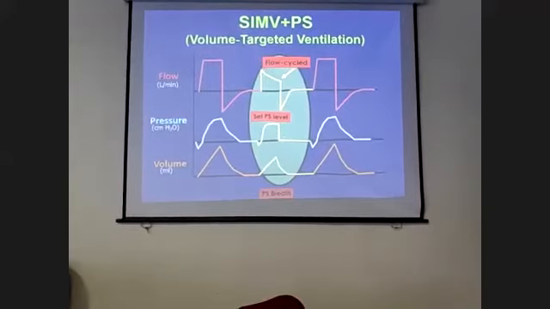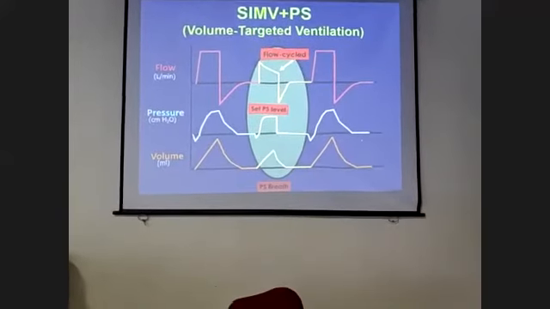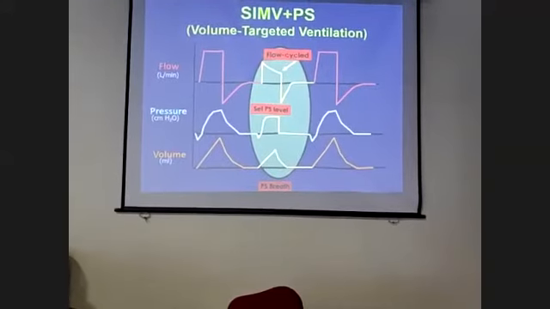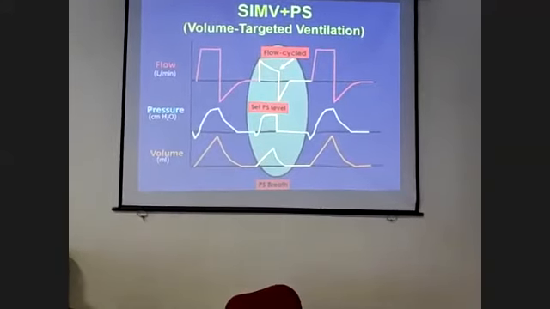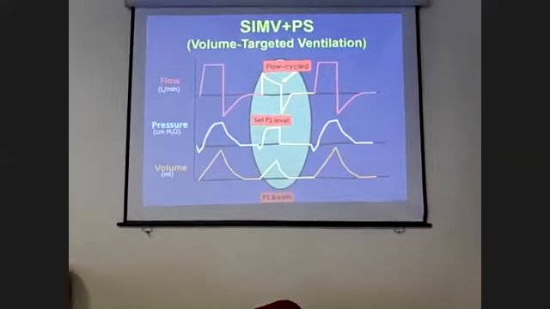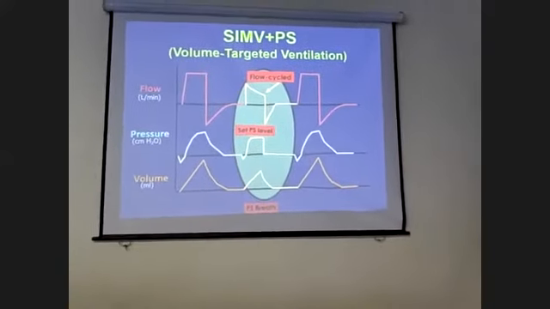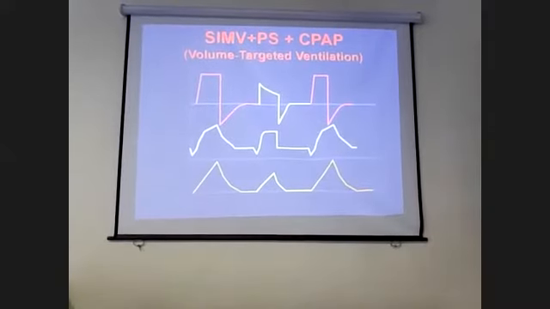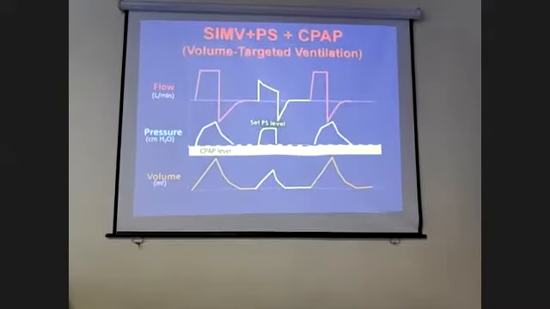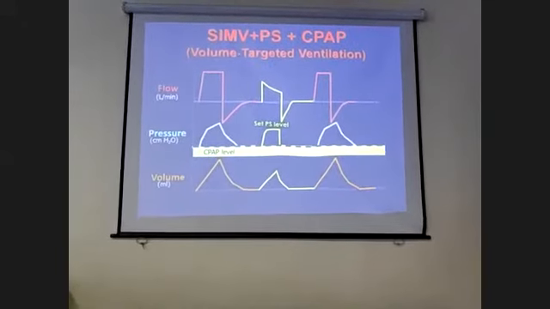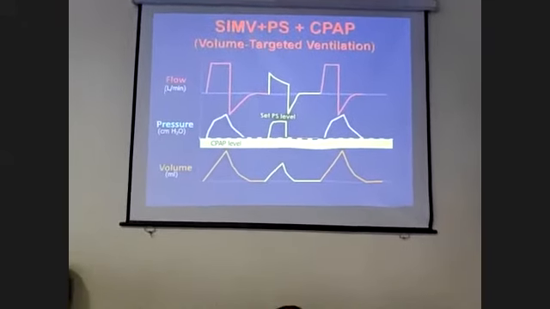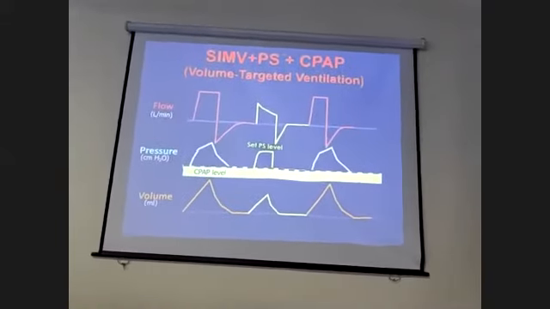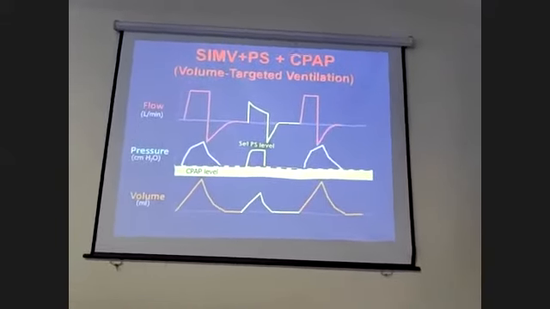Here the pressure support breath is given. This is the SIMV breath. So SIMV breath, pressure support, SIMV breath, again a breath. So that is how it goes on. But again, if you add CPAP to this, it is a very good thing to do. And nowadays, all the ventilators come with CPAP. Though you can always adjust the CPAP, many ventilators have a mode where you have to give some amount of CPAP.